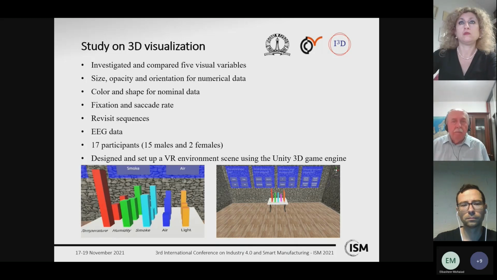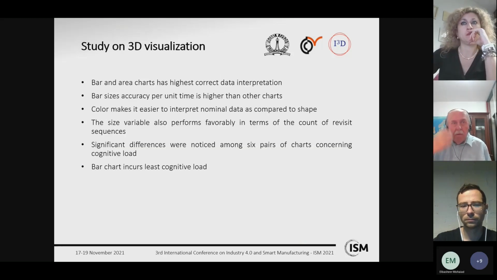So we again did the user study with 17 participants. We designed and set up the VR environment using the Unity 3D game engine. We found that the bar in the area chart has the highest correct data interpretation. Bar size's accuracy per unit time is higher than other charts.